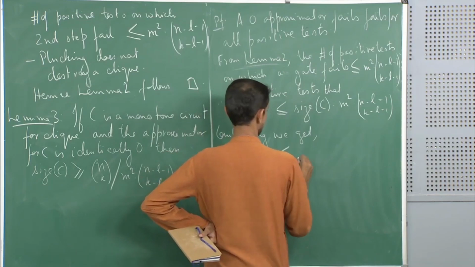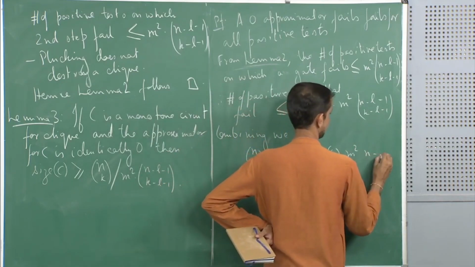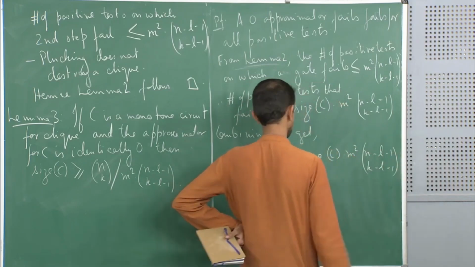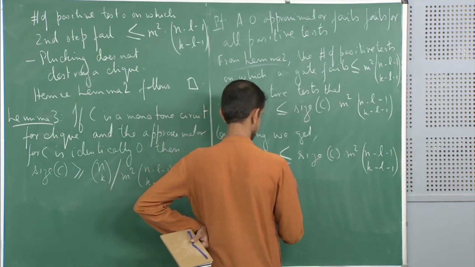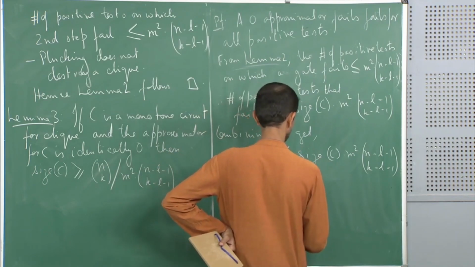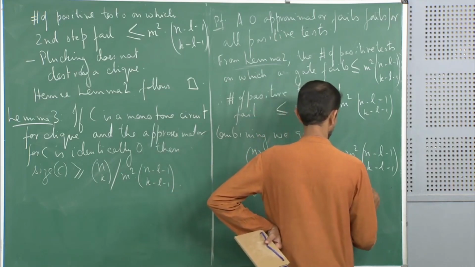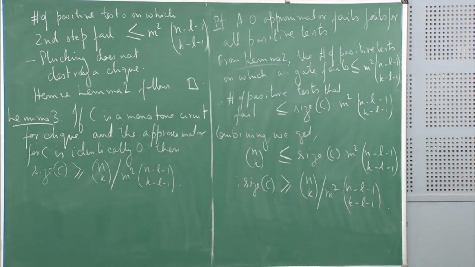N choose k is at most size of C times m square into n minus L minus 1 times k minus L minus 1. Therefore, size of C is greater than or equal to n choose k by m square into n minus L minus 1 times k minus L minus 1. Okay, so this completes the proof of lemma 3.